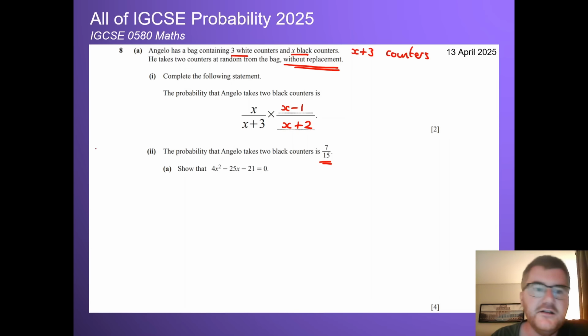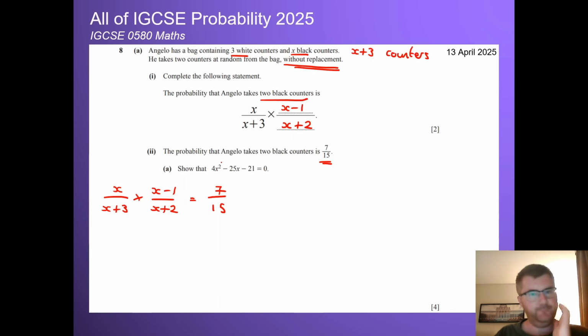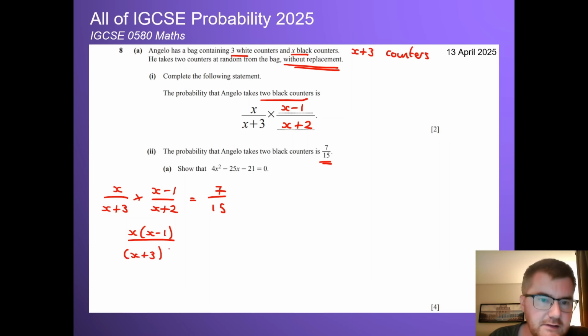Okay. So we take the answer we have before. So we have x over x plus 3 times x minus 1 over x plus 2, because that's the probability it takes 2 black counters, and this apparently is equal to 7 over 15. Okay, so first of all we can just put the 2 fractions together, so we get x brackets x minus 1. The key thing with this kind of question is simply not to panic. Equals 7 over 15.